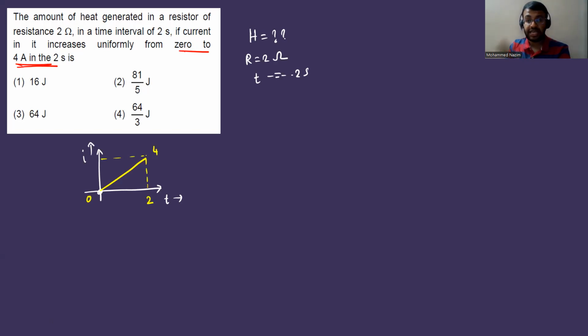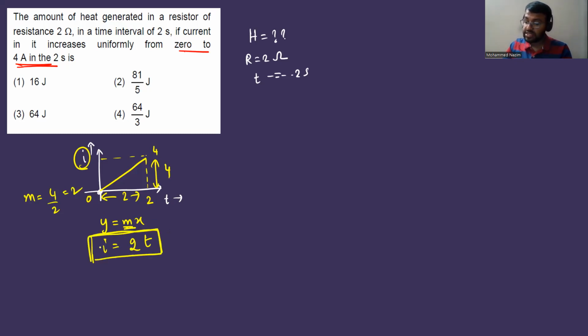Therefore, first you can find the equation of this straight line. Whenever a straight line is there, we have to find its equation: y equal to mx, where along the y-axis I'm taking current and along the x-axis I'm taking time. The slope is perpendicular by base, 4 by 2, so I get 2. So current will be equal to 2t. You can see that current is not constant. It is a variable value, because for different values of t you will get different values of current.